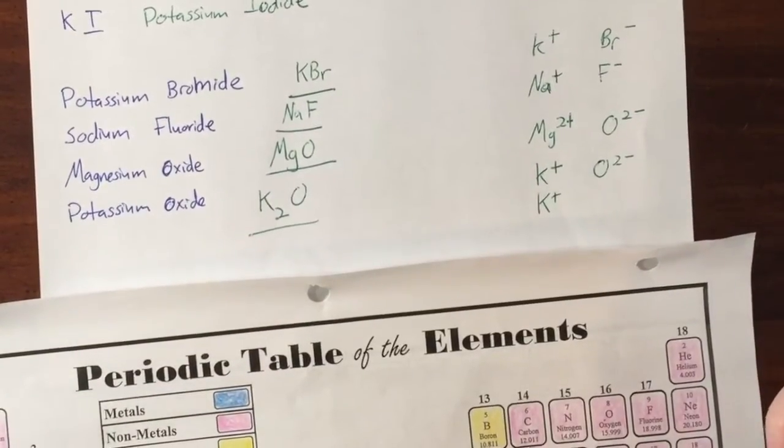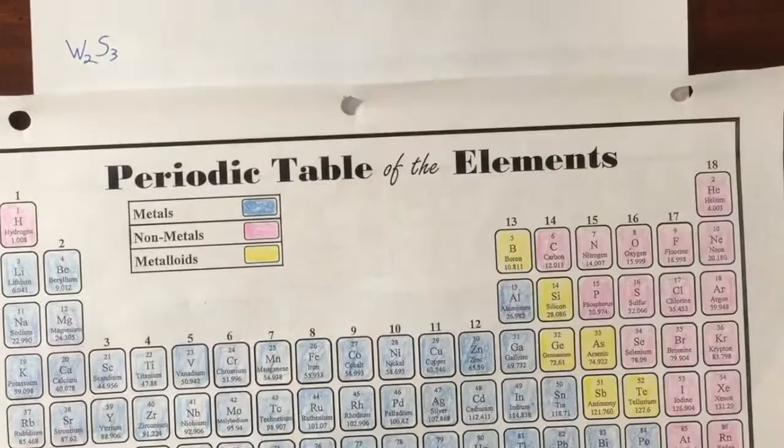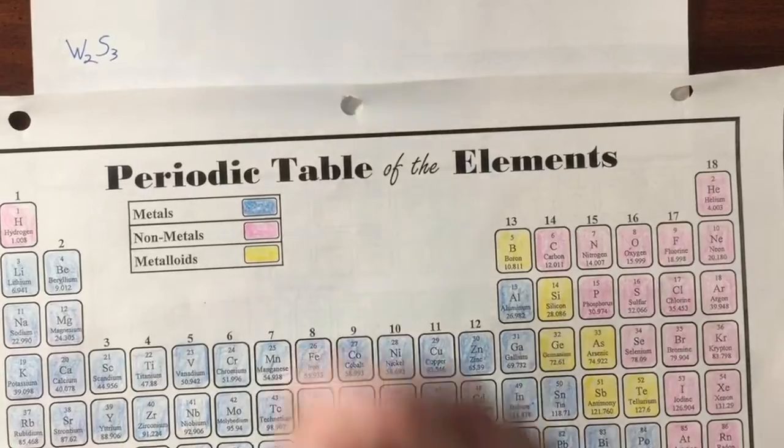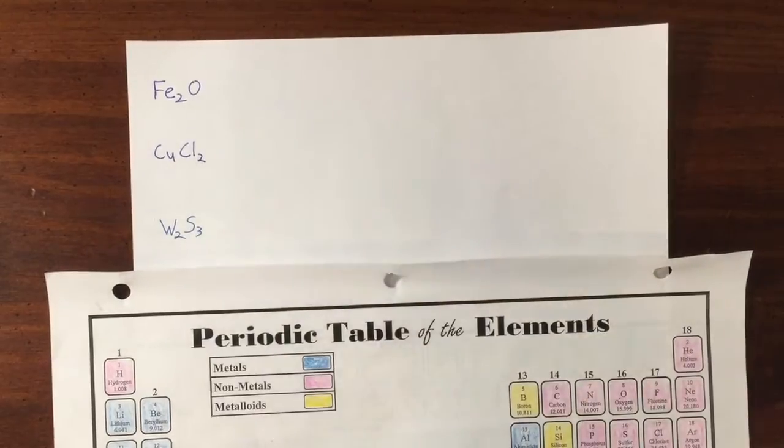That's my potassium oxide chemical formula. Now we can get much fancier with this. If you remember, transition metals can have several oxidation numbers. So how do we write down the charge and how do we figure it out? Well, we look at the other parts of the chemical formula.